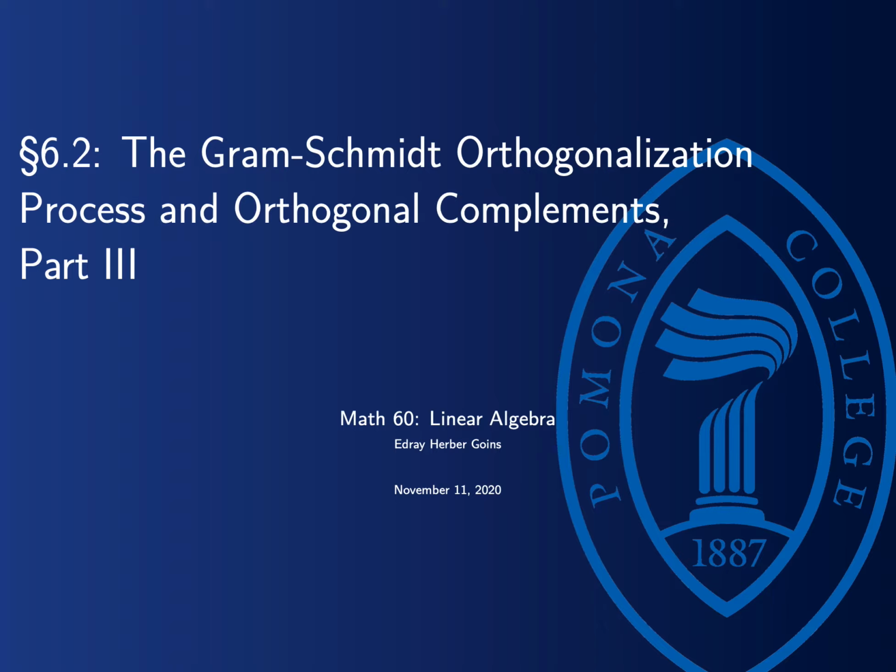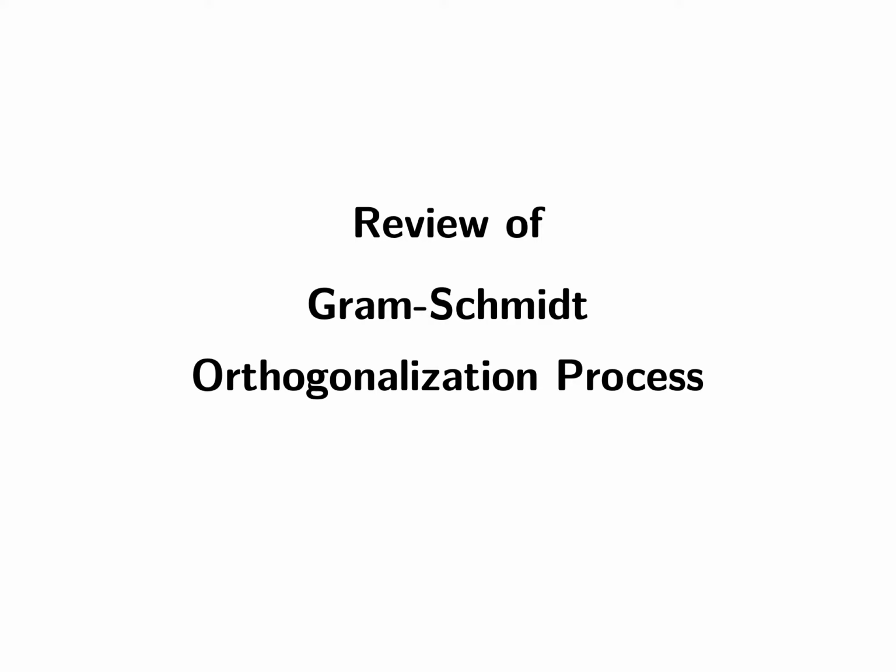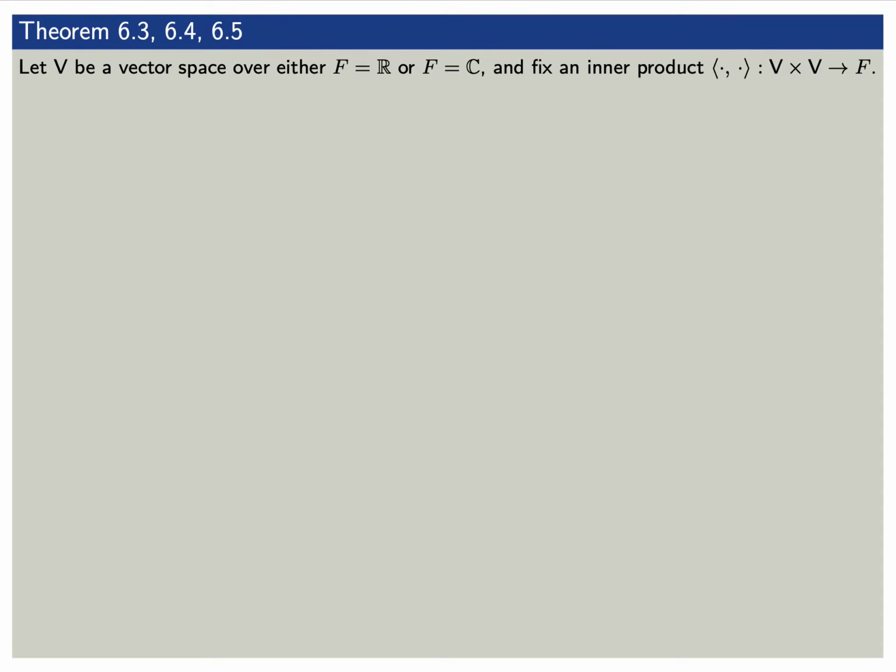Today, we finish up our three-part series on the Gram-Schmidt orthogonalization process and orthogonal complements. Let's begin with a review of the process. Say that V is a vector space over either the real numbers or the complex numbers, and let's fix an inner product angle bracket.